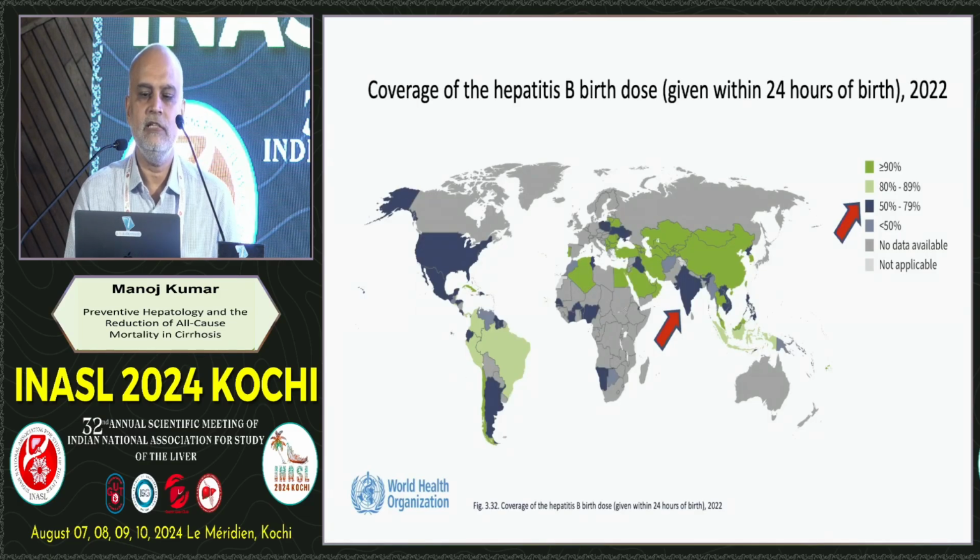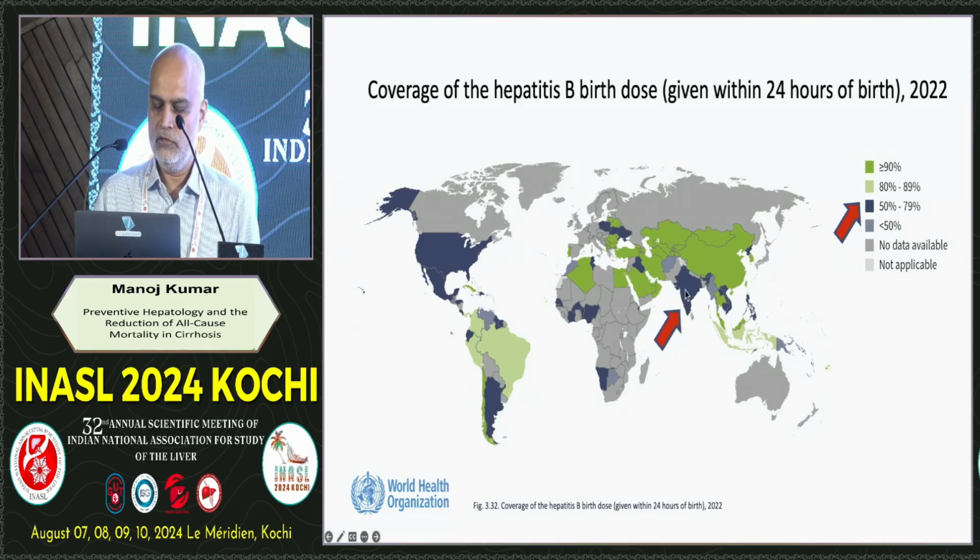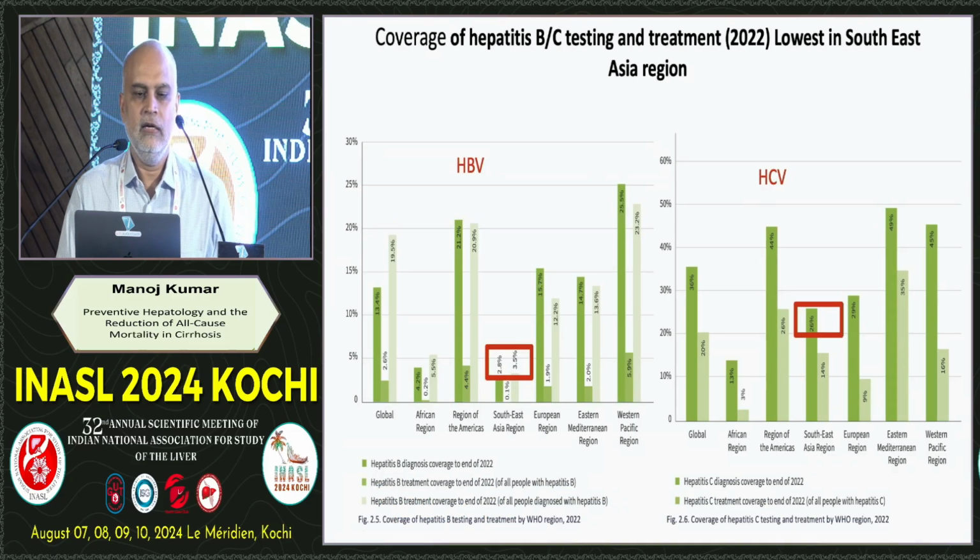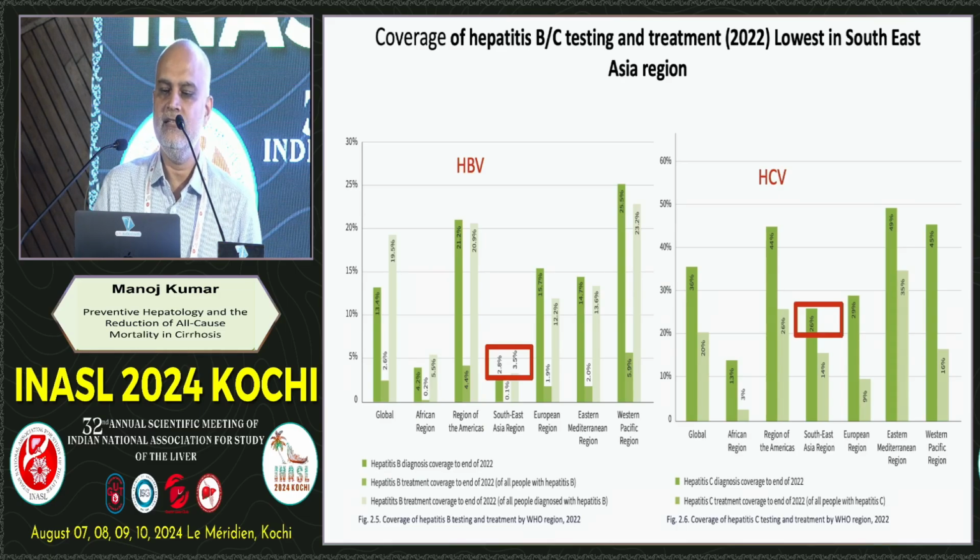So as far as coverage of the hepatitis B birth dose is concerned, this was the WHO data. In 2022, India falls in the 50 to 80% range. So we have to work in that area also. And coverage of hepatitis B and C testing and treatment is one of the lowest in the Southeast Asian region. The proportions of patients diagnosed with hepatitis B and C, and those diagnosed and receiving treatment, are quite low.